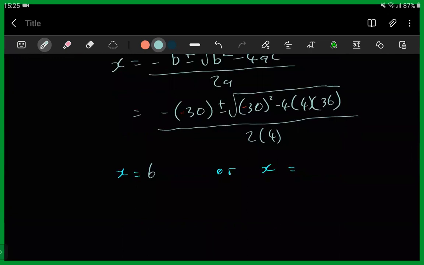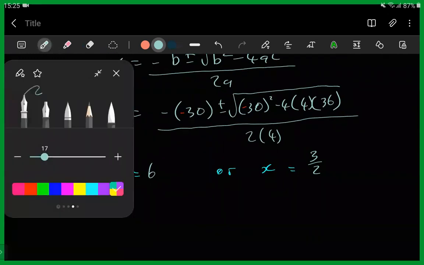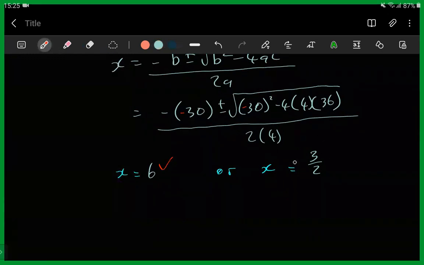It does, but logically speaking, the question does not allow us to have 3/2. You cannot have 3/2 pens. Realistically speaking, x can only be 6 here. You see, this one you have to disregard. If it was a normal algebra question where they just say solve for x, you take both answers. But this is not just a general algebra question, so we just have to use one answer, the one that makes sense based on the scenario.